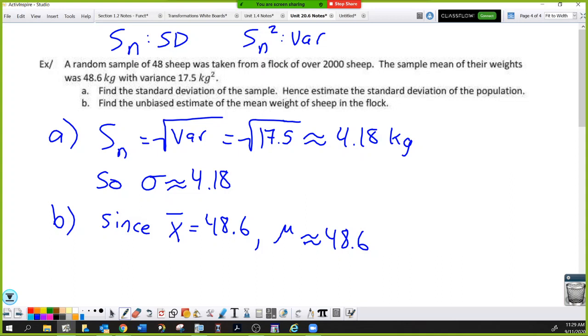I just wrote it that way because I didn't feel like saying mu is estimated by. So no, you wouldn't have to do that. You could literally write mu equals 48.6, because that's the only value you're given. You don't know anything else about this population. The whole point of finding sample information is that it's used to estimate the population's information. You go, look, that's the best we can do.